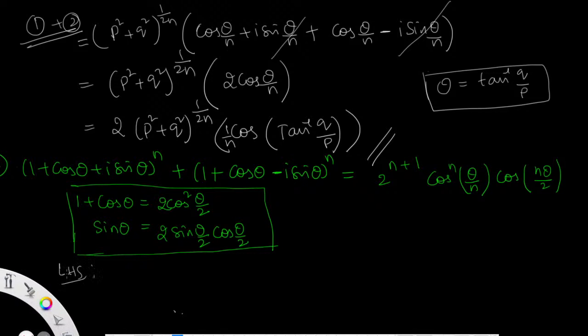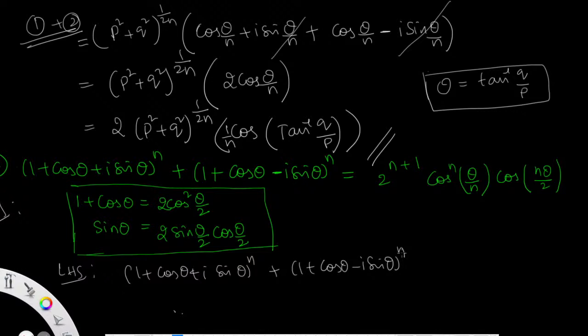The LHS part is (1 plus cos theta plus i sin theta) whole to the power of n plus (1 plus cos theta minus i sin theta) whole to the power of n. Just replace by whatever formulas are there, you can substitute, take the common and add both terms. As in the previous method, the sin terms will be cancelled, and both will be in terms of cos only. That is the RHS.